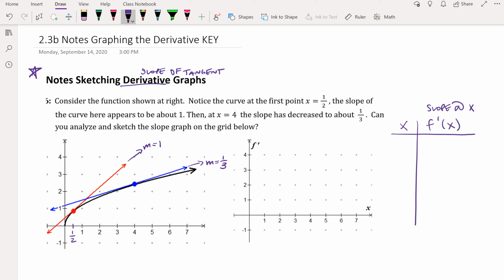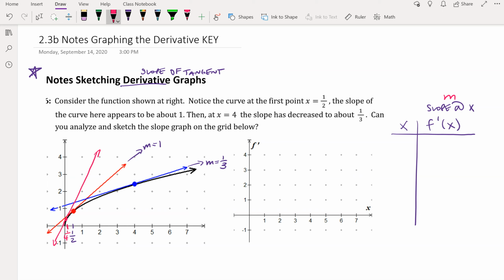So we already have a couple slope values. We know at x equals 1/2, the slope looks like it's 1. This is m equals approximately 1, right? Let's do one a little bit before 1/2, so let's do 1/4. What does the slope look like right here? And I will show you how I calculate that really quick.